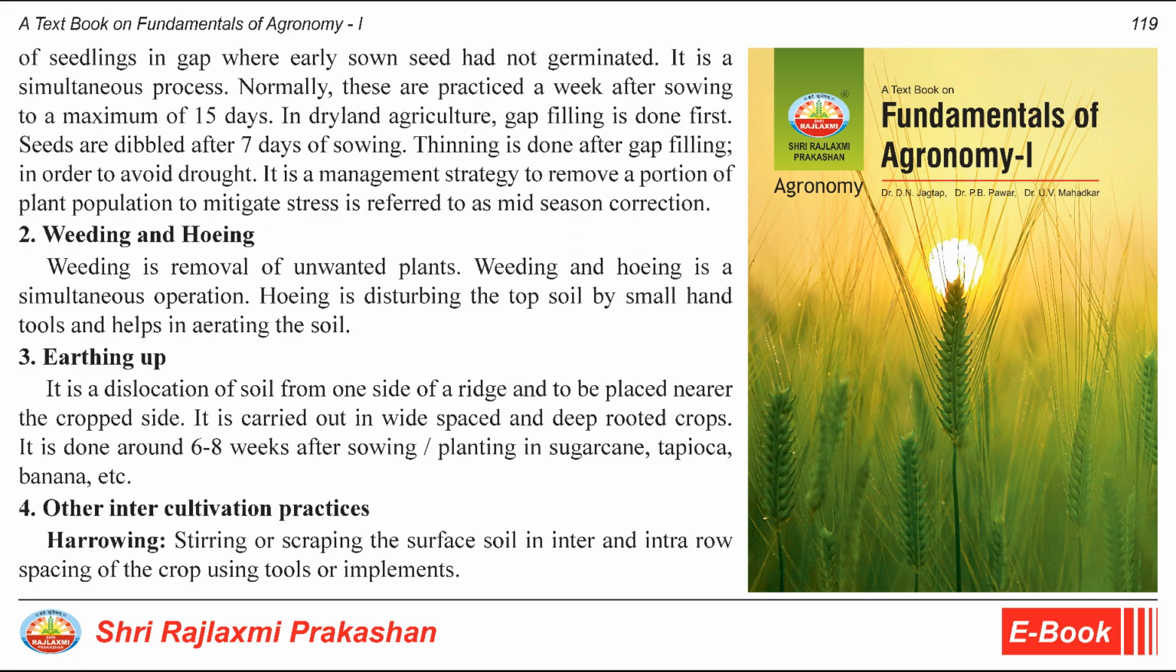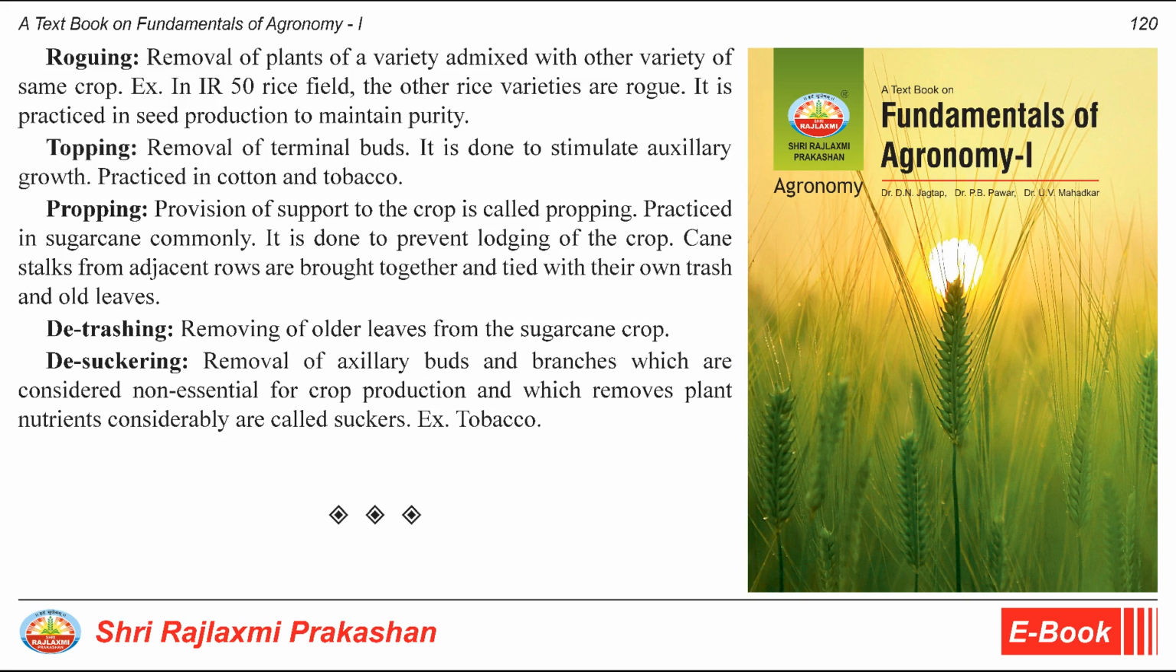Number 4. Other intercultivation practices. Harrowing: stirring or scraping the surface soil in inter- and intra-row spacing of the crop using tools or implements. Roguing: removal of plants of a variety admixed with other variety of same crop. Example: in IR50 rice field, the other rice varieties are rogued. It is practiced in seed production to maintain purity.